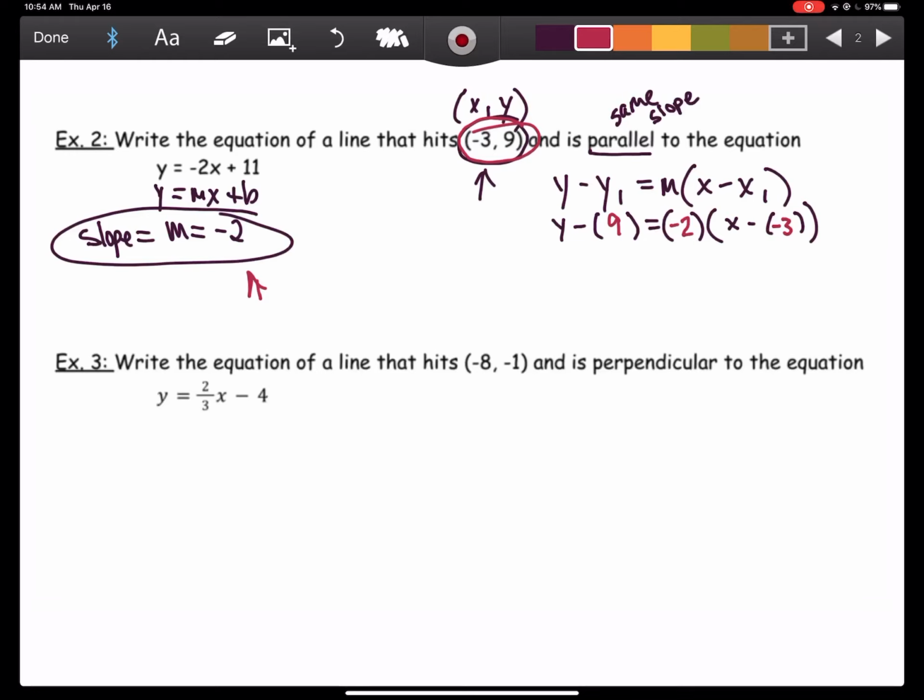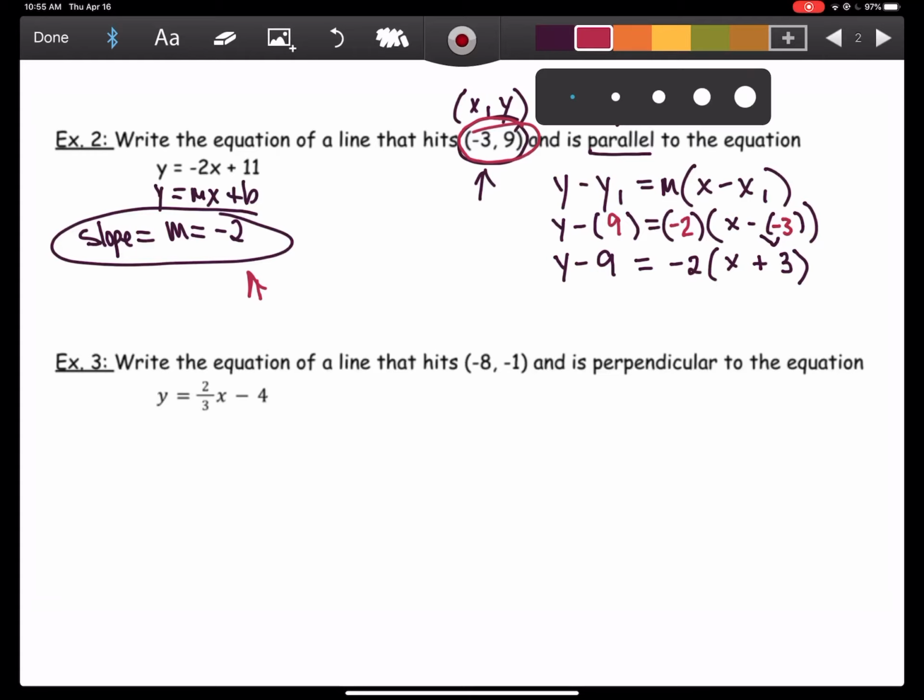Now I'm ready to simplify. So I'm going to move a little faster. Y minus 9 equals -2 times x minus negative 3. But x minus negative 3 can be rewritten as x plus 3. And I would definitely recommend that you do that, because in a minute we're going to have to distribute. And with two signs, that would be a nightmare. So we're ready to distribute now. Negative 2 is going to distribute to x and to positive 3. And we're ready to rewrite. So we get y minus 9 again.